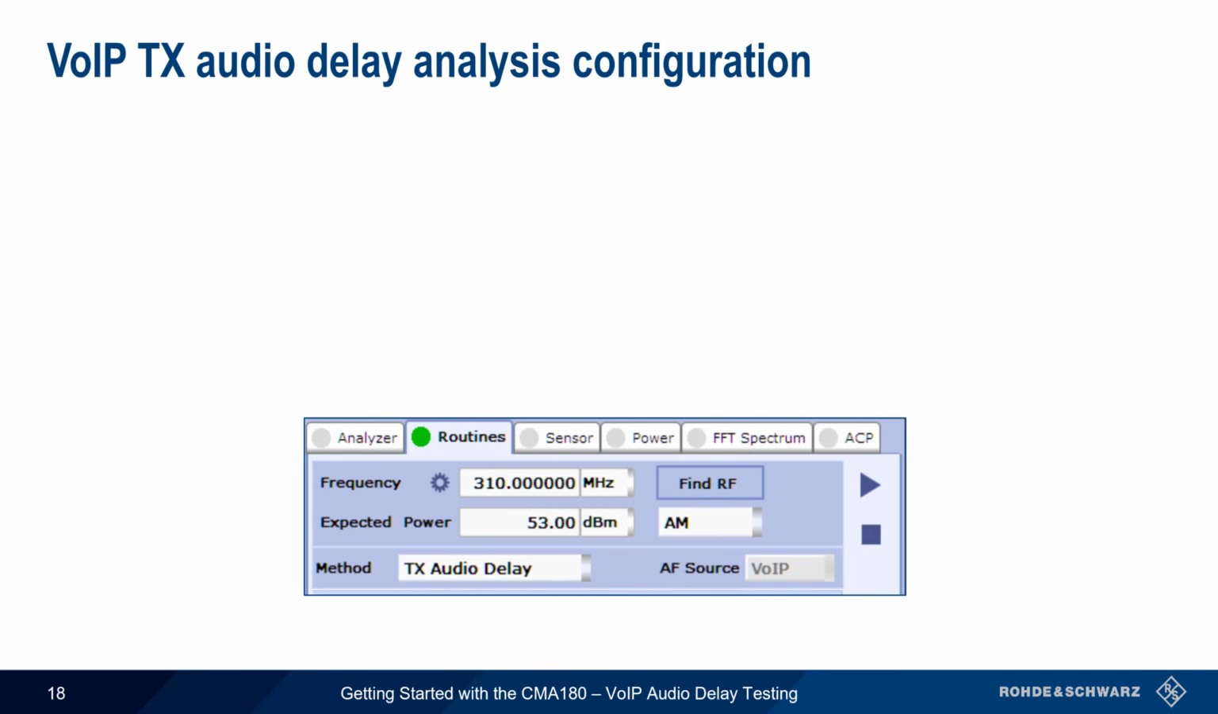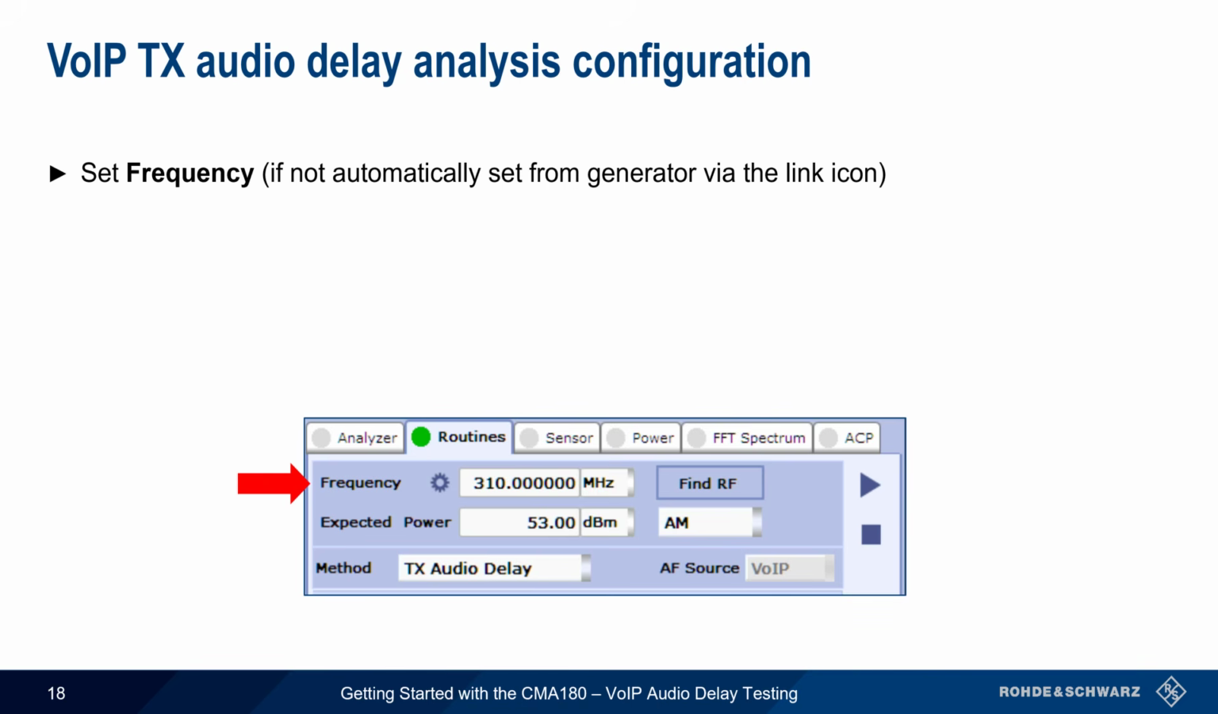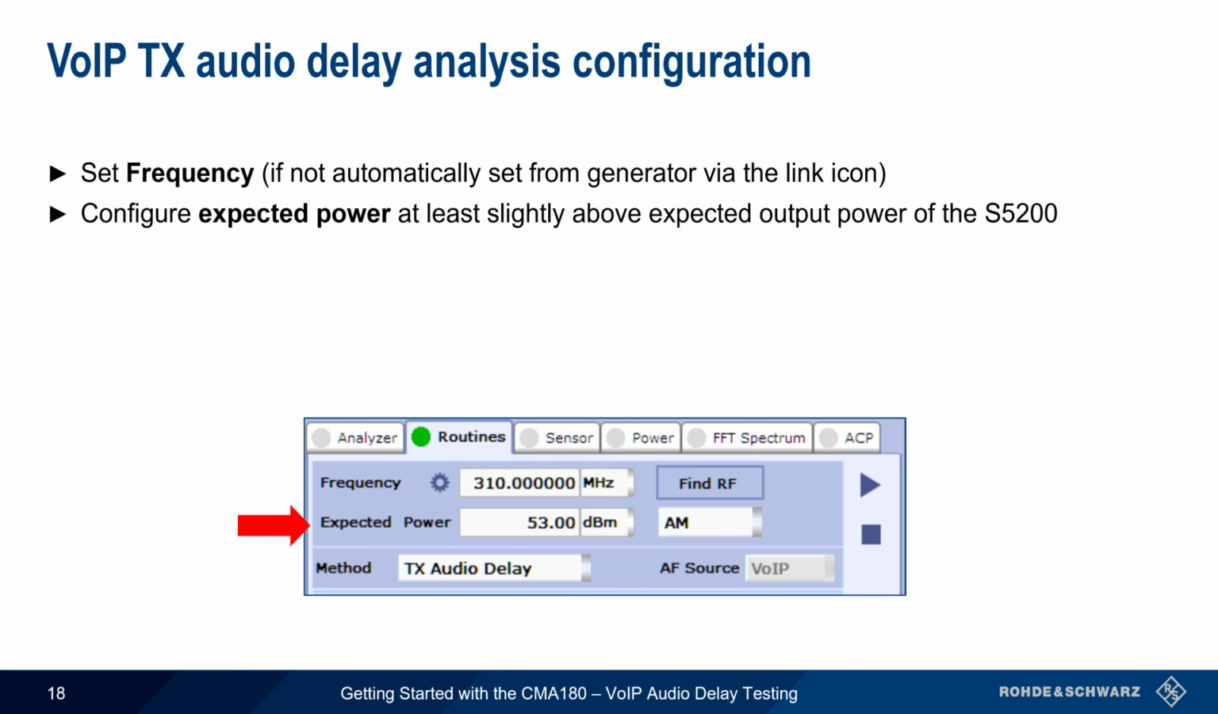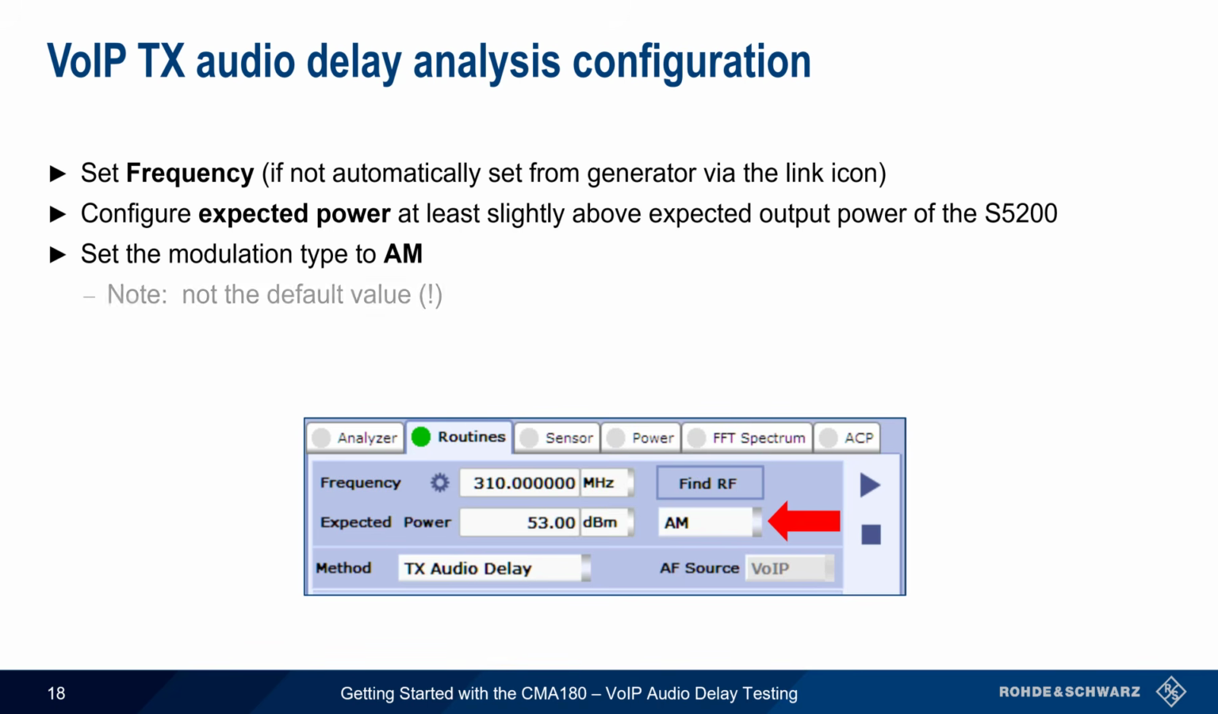On the analysis side, navigate to the Routines tab and set the frequency of the received signal. Recall that using the link icon in the generator will cause this field to be linked to the generator frequency. Expected power should be set at least slightly higher than the expected output power of the S5200. Modulation type must be set to AM. Note that this is not the default value. And finally, method must be set to transmit audio delay.